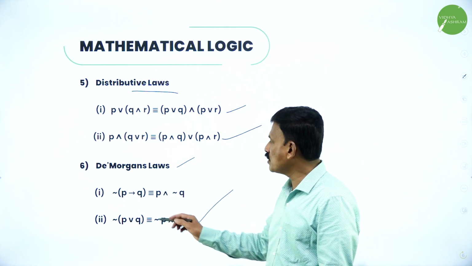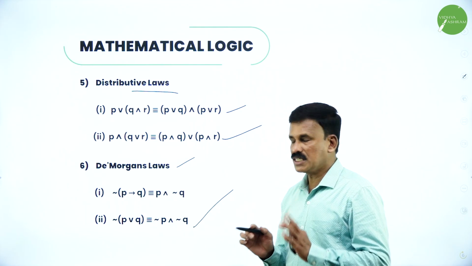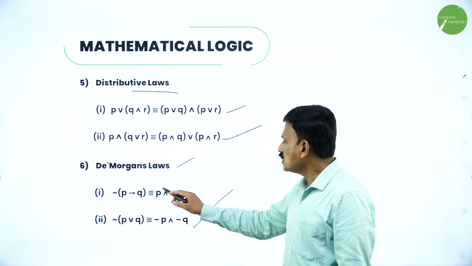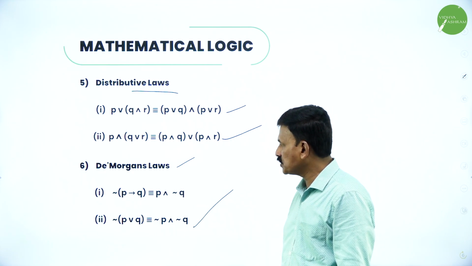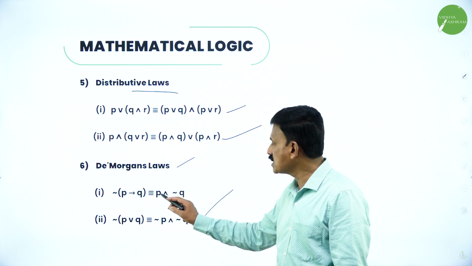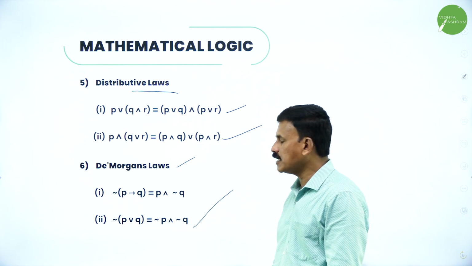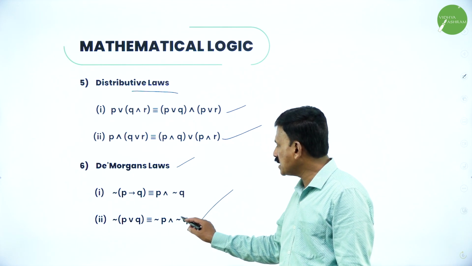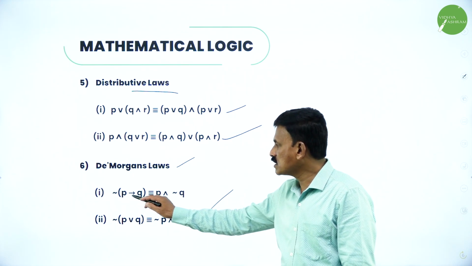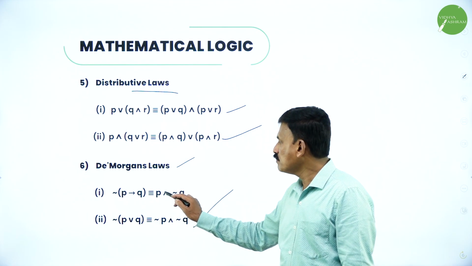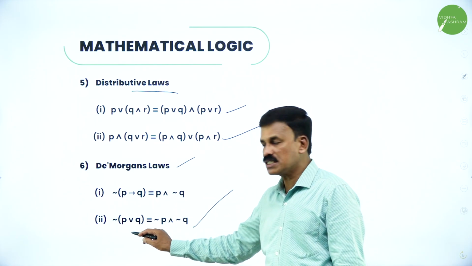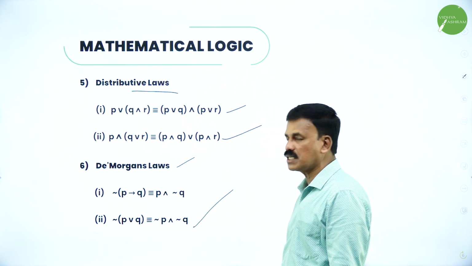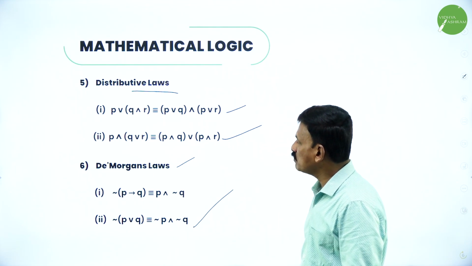So, very important laws. De Morgan's law. Negation of P conditional to Q is logically equivalent to P conjunction negation Q. Negation of conditional is P conjunction negation Q. Similarly, negation of P disjunction Q is negation P conjunction negation Q. See the difference. Negation of P conditional to Q is P conjunction negation Q, whereas negation of P disjunction Q is logically equivalent to negation P conjunction negation Q. So, these are distributive law and De Morgan's law.